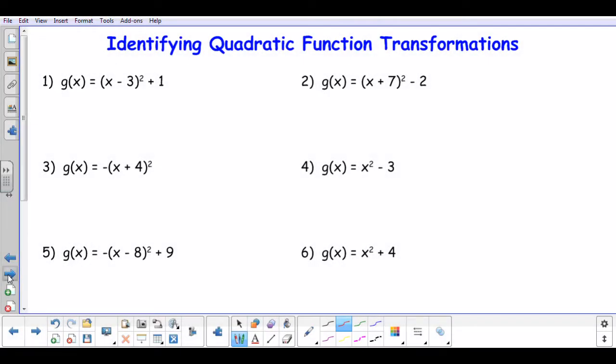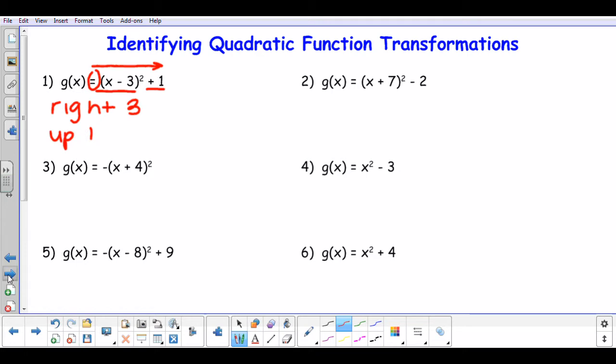So in number 1, I like to do these by going all the way from the left to the right. That way I don't miss any kind of transformation. If I look in front of my parentheses, I have nothing, so I'm not going to worry about a reflection. Inside my parentheses, I have an x subtract 3, so we know that the subtraction indicates a right 3 units. And then we have a plus 1 outside, so that'll be up 1.